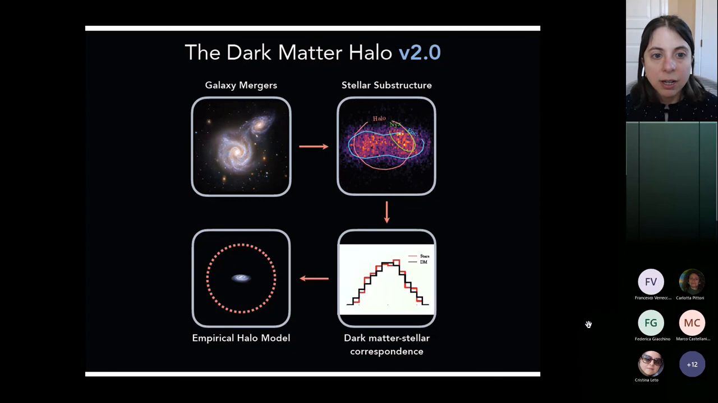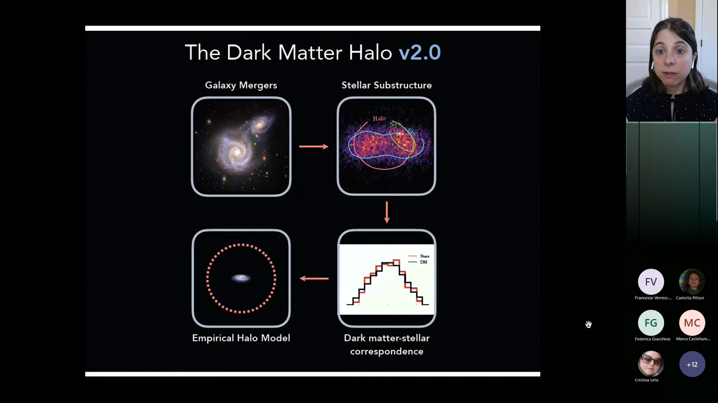So I've titled this Dark Matter Halo Version 2.0. Version 1.0 was the original standard halo model that was posited in the 1980s and that has been used consistently over the ensuing 30 or so years. But with rapid and incredible improvements being made on the simulation front in simulating galaxies like the Milky Way, as well as the improvements on the data front, with Gaia and also many of the other missions that are coming up, we have the opportunity now to revisit that halo model.